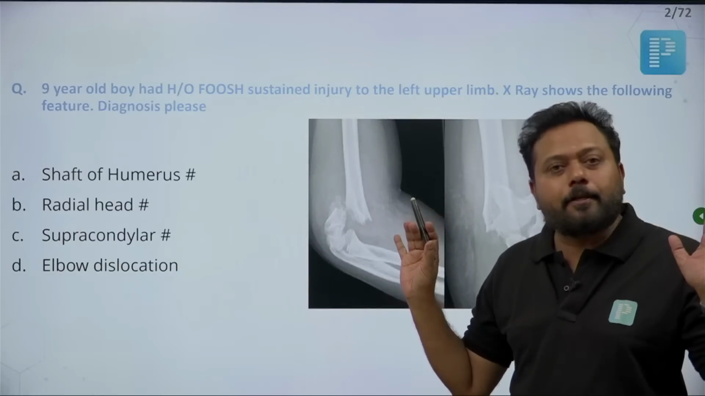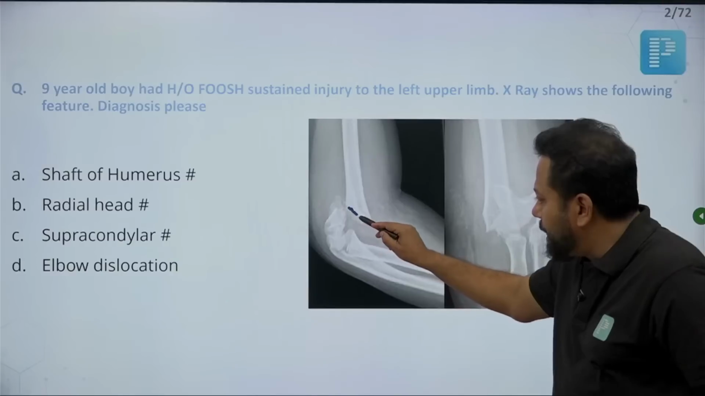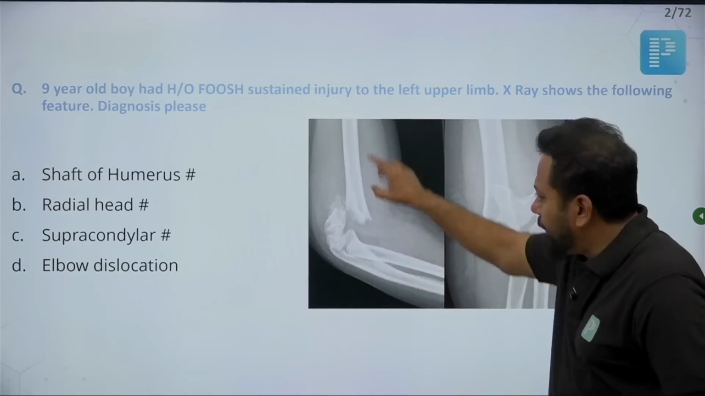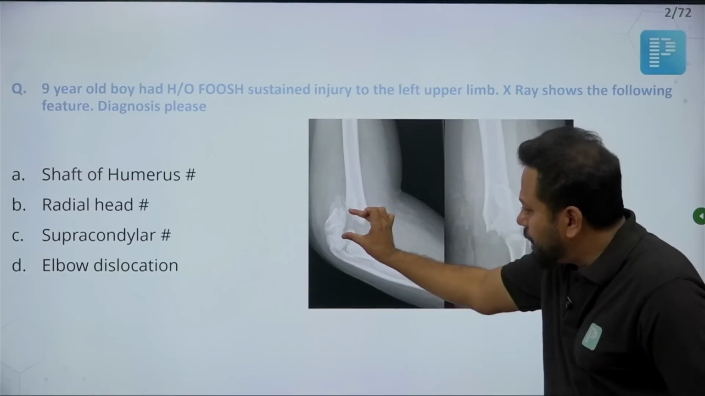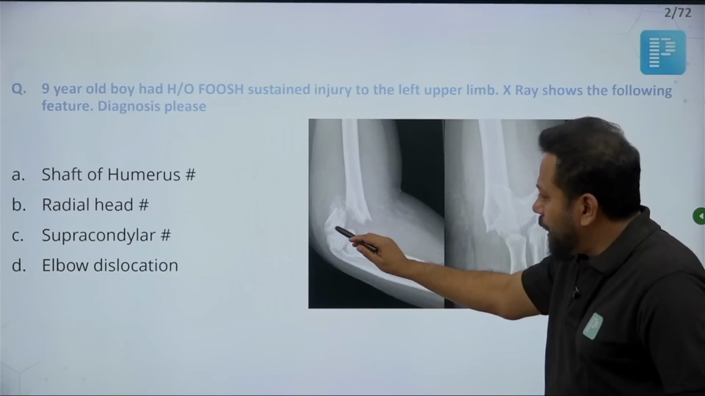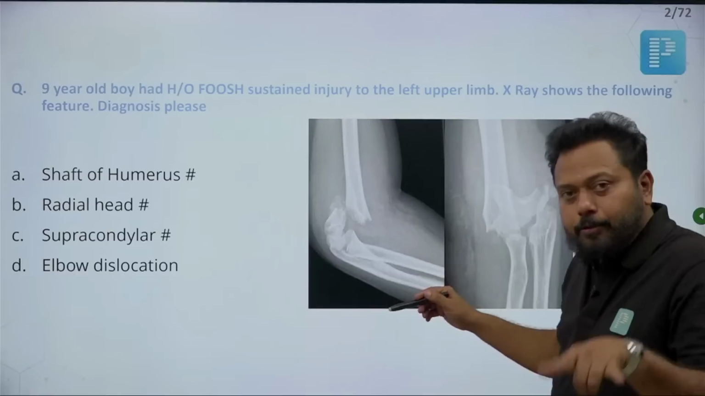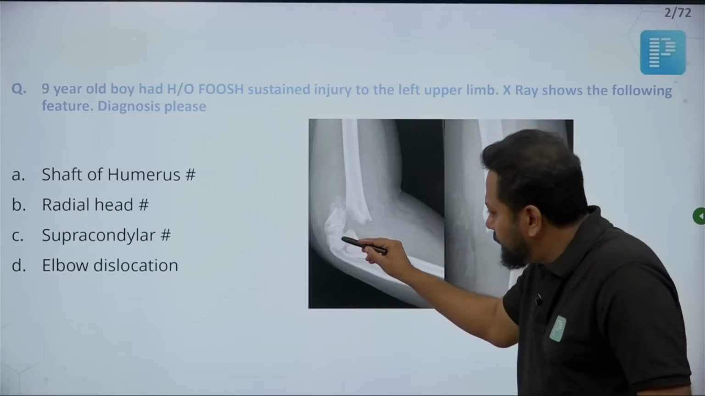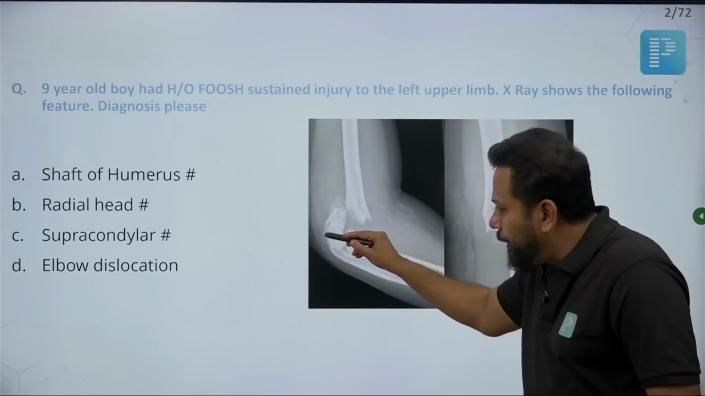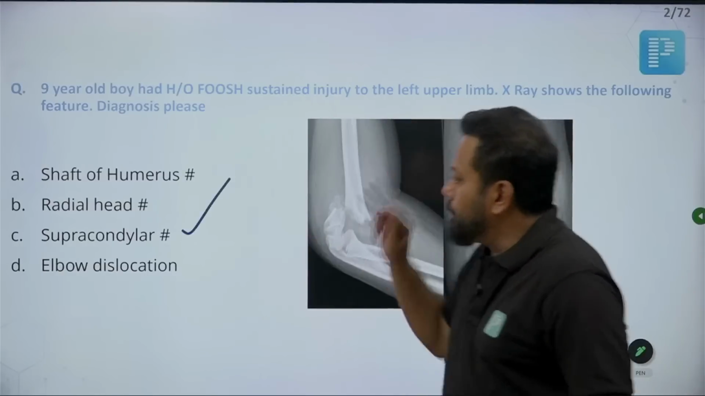Elbow dislocation, so it's very simple. You see here, I am able to see a proximal fragment and a distal fragment. The big fragment is the proximal fragment, and that small one is the distal fragment. So this is very much above the condyles. When you see very carefully, this distal fragment is inside the olecranon and the joint is not displaced. So this should be supracondylar fracture. This is the right answer.